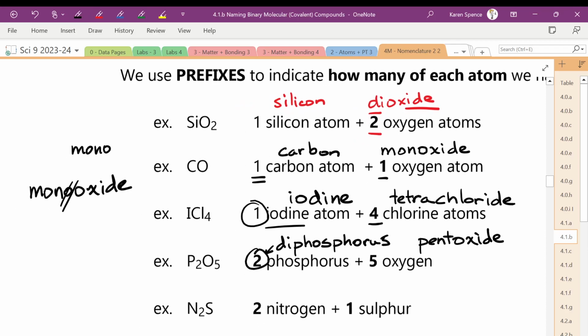Because once again, let's look at pentaoxide. Does that look okay? Pentaoxide. It looks weird, yeah? It sounds weird. So we get rid of the A in front of oxide. Okay?